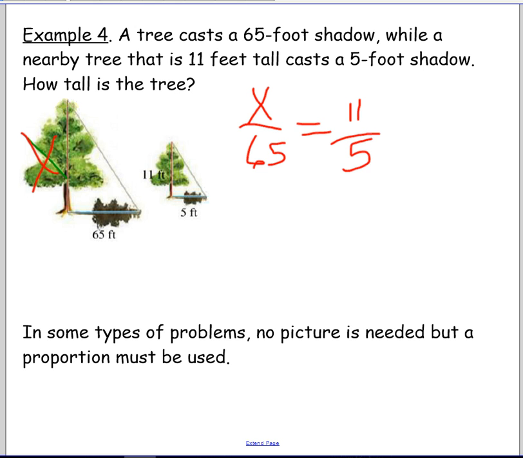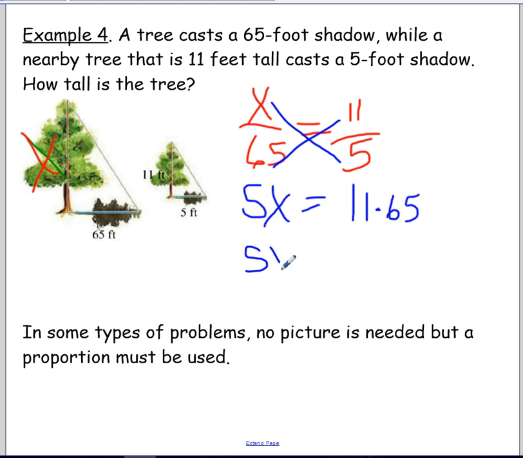And now we have a proportion that we can solve. So we have our 5 being across from our x, and that's the same as 11 times 65. And so 5x is equal to 715 when we multiply. And dividing off the 5 tells us that our value of x, which represents the height of that taller tree, is 143 feet tall.